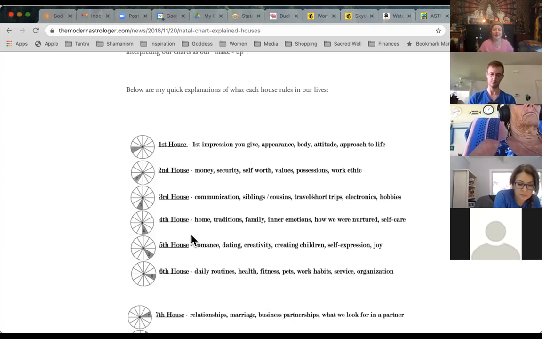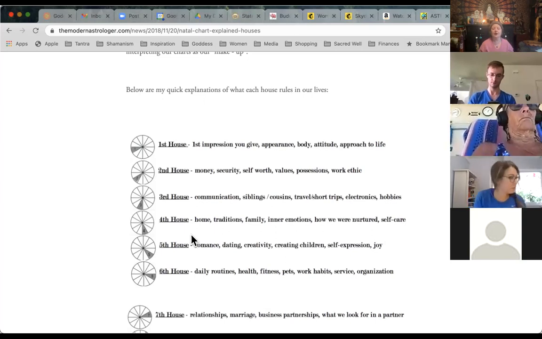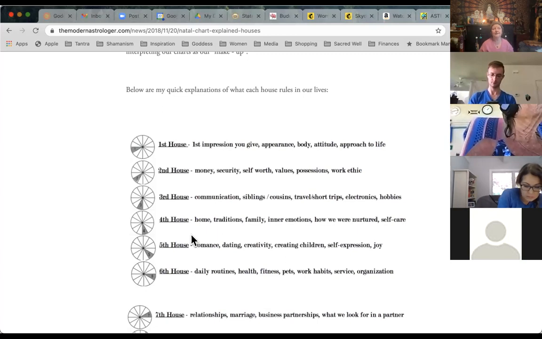The second house is about money, wealth, worth, values, the items you own, your work ethics, all of the things associated with your immediate concerns around money. It's not necessarily about your long-term aspirations, your goals, or your dreams. It's more just about your relationship with the fundamental building blocks of security and how you value yourself within that framework.